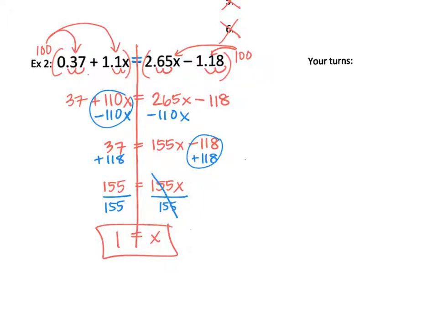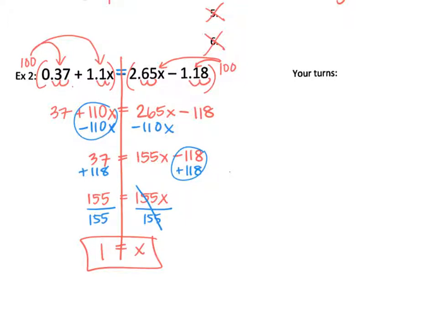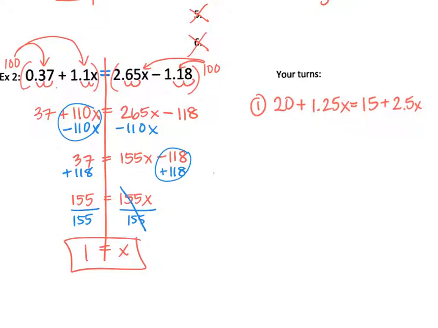Okay, now that you've seen a couple of examples, I would like you to try one problem. So here's your turn. $20 plus 1 and 25/100ths x equals 15 plus 2 and 5/10ths x. Go ahead and pause the video. I'm going to put up the solution to this. It's going to pop up here in about 5 seconds. So please pause it.